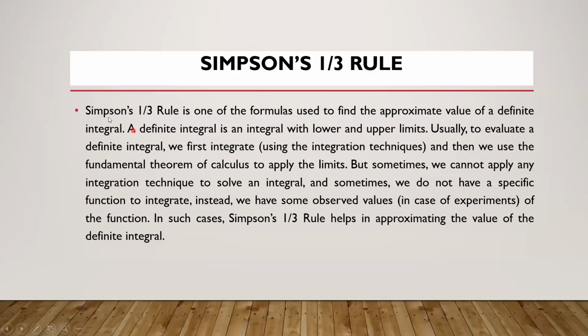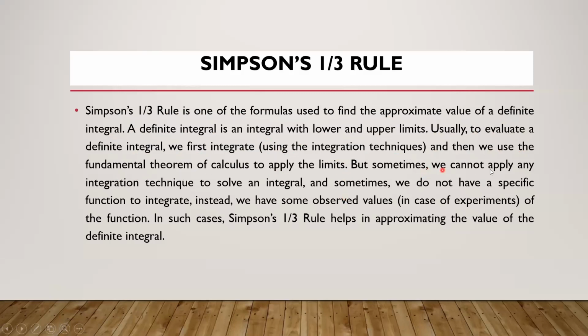Simpson's one-third rule is one of the formulas used to find the approximate value of a definite integral. A definite integral is an integral with lower and upper limits. Usually, to evaluate a definite integral, we first integrate using the integration techniques, and then we use the fundamental theorem of calculus to apply the limits.